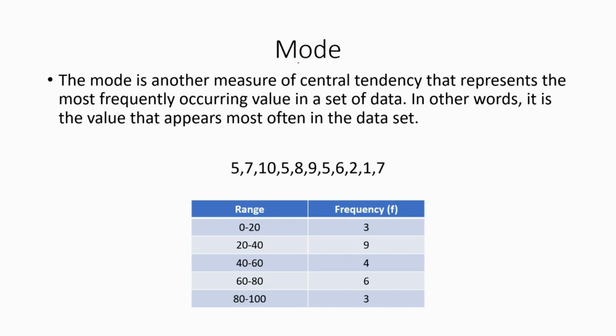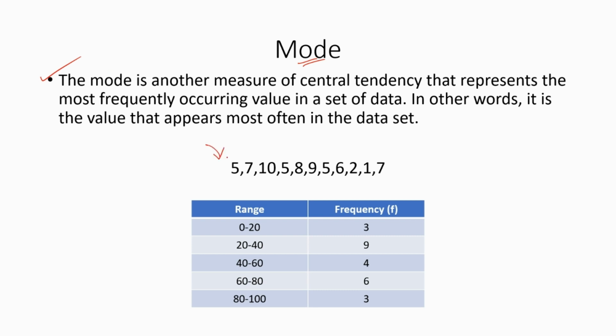Now let's discuss the mode. This is really simple. The mode is another measure of central tendency that represents the most frequently occurring value in a dataset. In other words, it is the value that appears most often in the dataset. Simply, this is the value in a dataset that appears mostly.